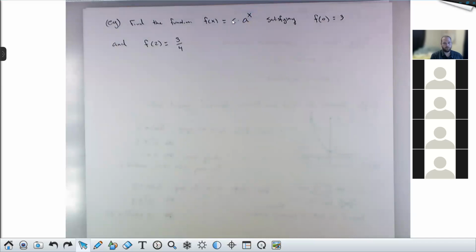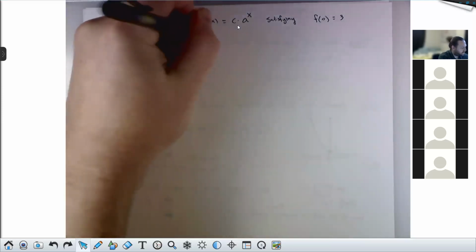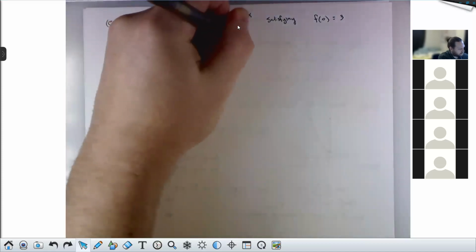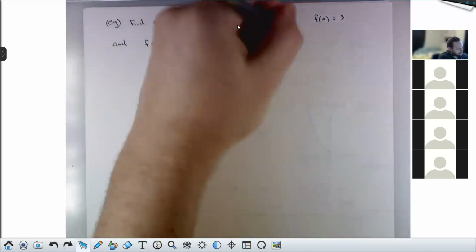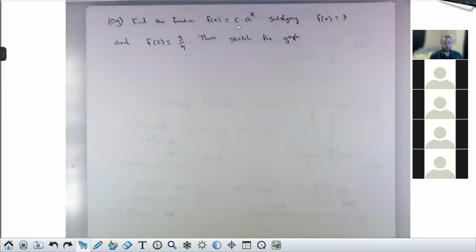But this is sort of the way most people define exponential functions. They say it's some constant times a to the x. And this constant sometimes is given a special name. It's sometimes called the initial value, for reasons you'll see in just a second. And let me add here and sketch the graph. Of course, if I just gave you the graph and I made sure to put the point 0, 3 and 2, 3/4 on there in a way that you could read them, then you could find the function the same way.